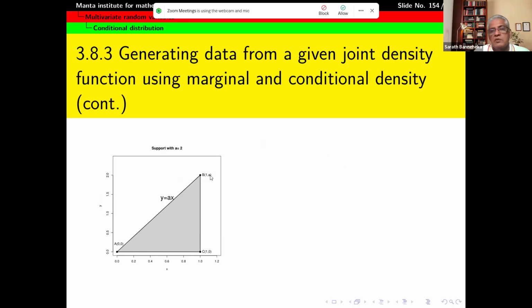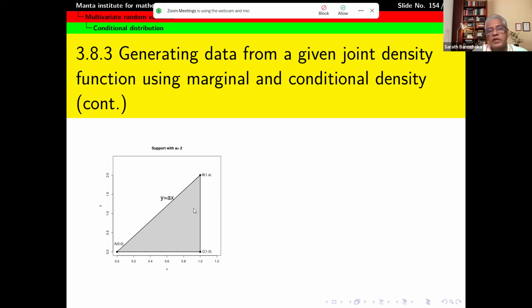A is, in this case, for another situation, maybe A is 3. Another situation, A may be 1.5, right? Okay. So in that case, this is a triangle. This line is y is equal to ax line. This is just y is equal to 0. This is x equal to 1 line.